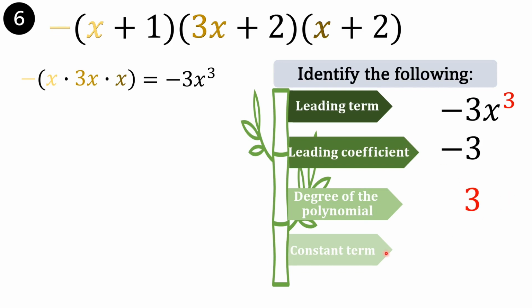Then let's go back to the factored form to get the constant term, again by the distributive property. We multiply negative times the second term of all three binomials. We have negative times positive 1 times positive 2 times positive 2, and the answer is equal to negative 4. That is the constant term.